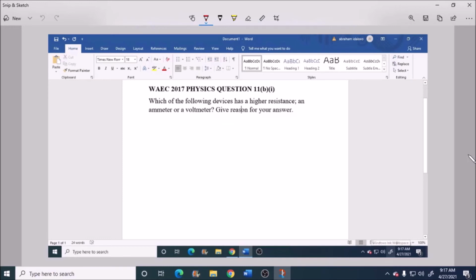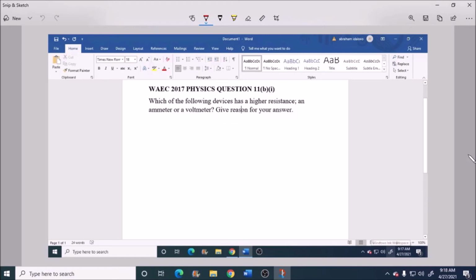Which of the following devices has a higher resistance, an ammeter or a voltmeter? Give reason for your answer. Now, a voltmeter has a higher resistance. The reason is because a voltmeter is connected in parallel in a circuit to allow passage of minimal current through it. Now, as a result of this, circuit current is not significantly affected.